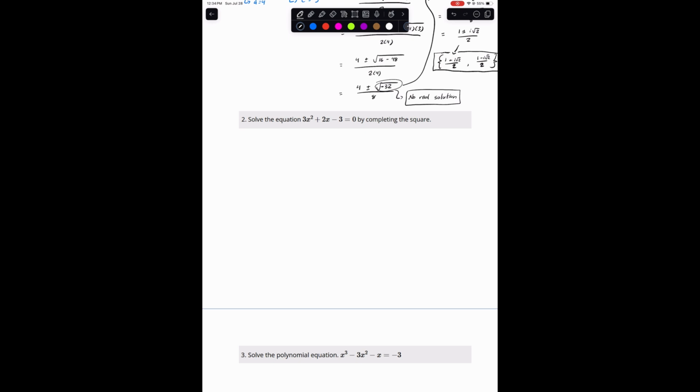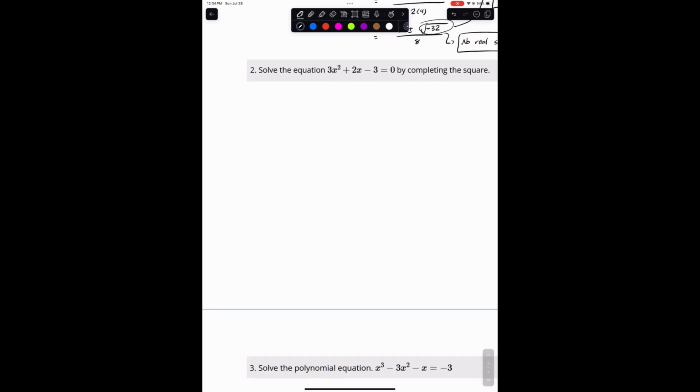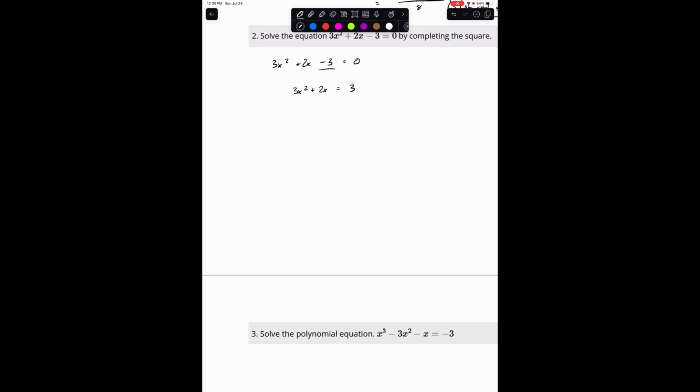All right, question 6. We're looking to solve this by completing the square. Okay, so we have our 3x squared plus 2x minus 3 equals 0. So what I'm going to do is move this minus 3 over. So I'm going to add 3 to both sides. You get 3x squared plus 2x equals 3. I'm going to take out the 3 by dividing everything by 3. So you have x squared plus 2/3 x equals 1.